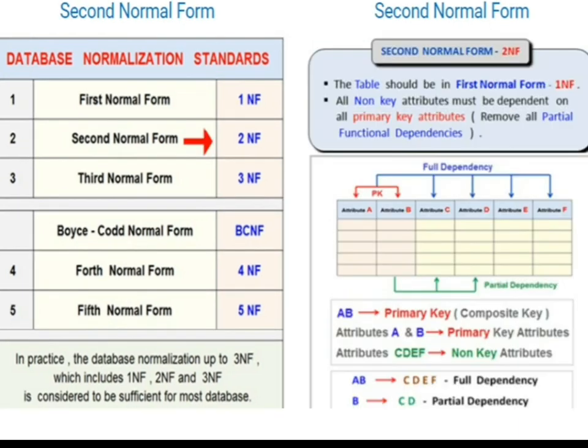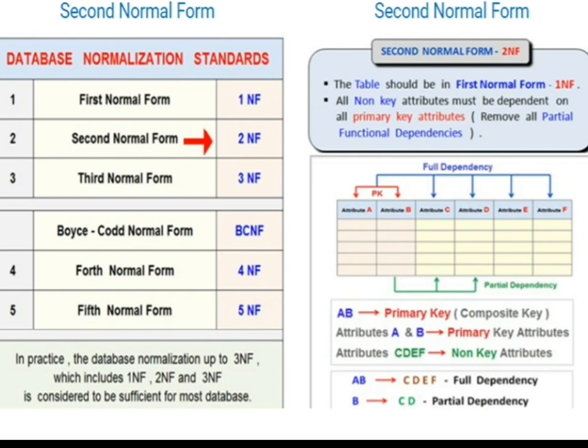Second normal form is one step higher than the first normal form. For first normal form we have two important properties. Number one, every cell should contain a single value, that is the atomic value. And number two, it should not have repeating or duplication of data. For second normal form, again, we have certain rules. Number one, the table should be in first normal form. To become second normal form, the table should be in 1NF.